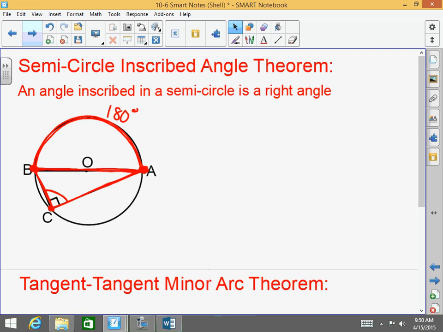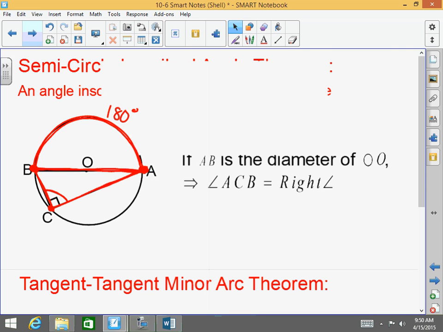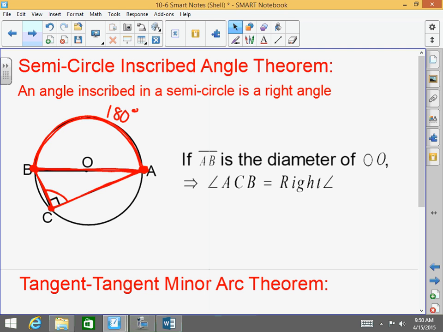But straight up, as long as you see there's an inscribed angle in a semicircle, I guarantee you that angle is 90 degrees. If AB is a diameter of circle O, then angle ACB equals a right angle. That's a very powerful theorem.